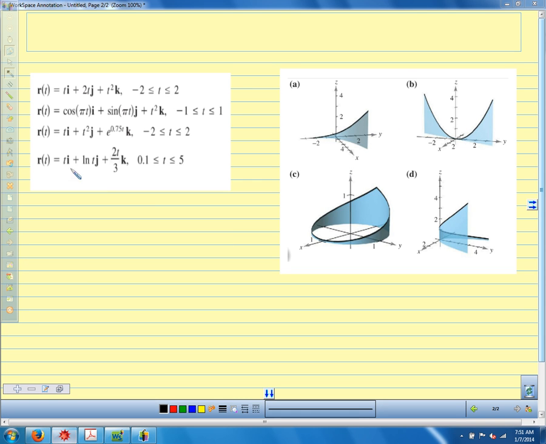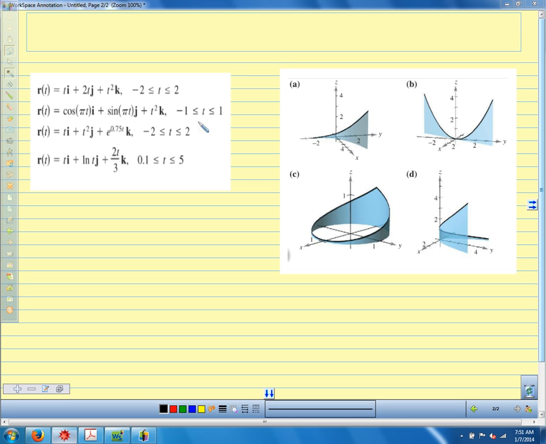All right, let's look at the next one. This is our vector valued function cosine pi t i, sine pi t j, and t squared k. I'm hearing C. What tells us that it's going to be C?